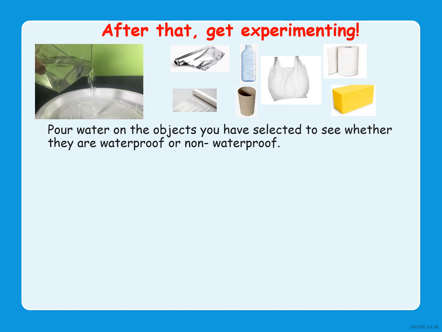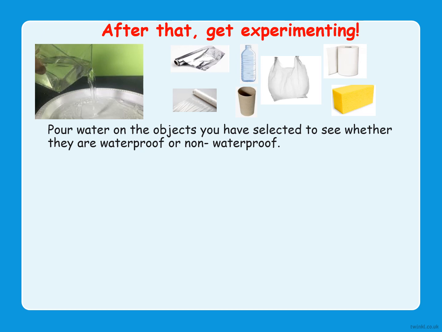So what you're going to do is you're going to hold the material that you're testing in one hand, and you're going to hold a cup of water in the other hand. You're going to pour the cup of water on the object, and you're going to look to see whether that material is waterproof or non-waterproof.